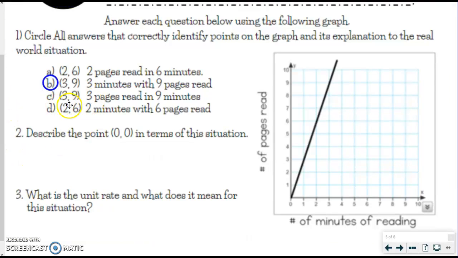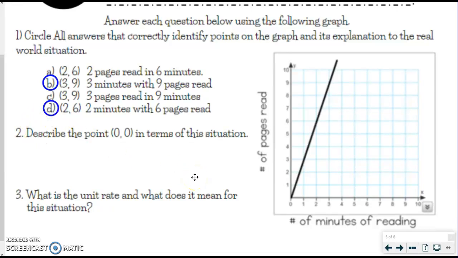Okay? So the next one we got 3, 9. 3 pages read in 9 minutes. Well, that's the opposite of the one we just said works. So that one can't possibly work. And then the last one is showing 2, 6 again. It's flipping it around, so let's just double check. 2 minutes. Yep, that would be on the x here, going up to 6 pages. Yep, that would work. Okay, so we're really just following along with our graph over here.